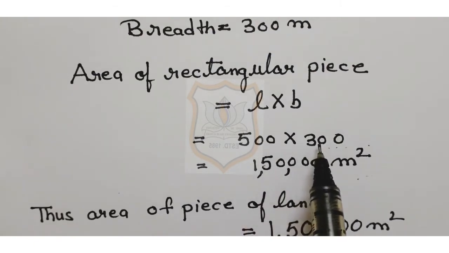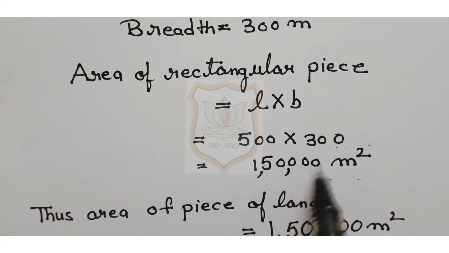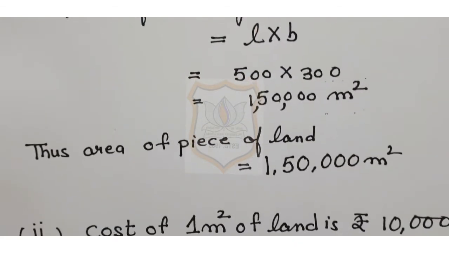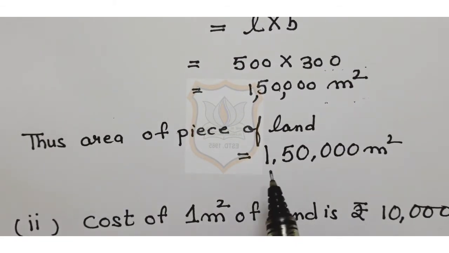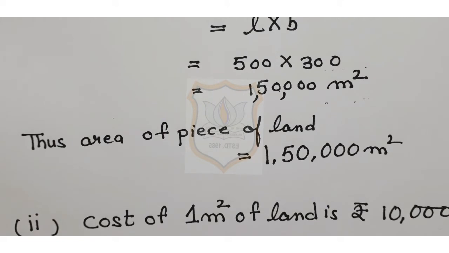5 3s are 15. 4 zeros. So that is 1,50,000 meters square. That is the area of the rectangular piece of land. So this area of the piece of land is equal to 1,50,000 meters square. Now the second part is you have to find out the cost of that piece of land.